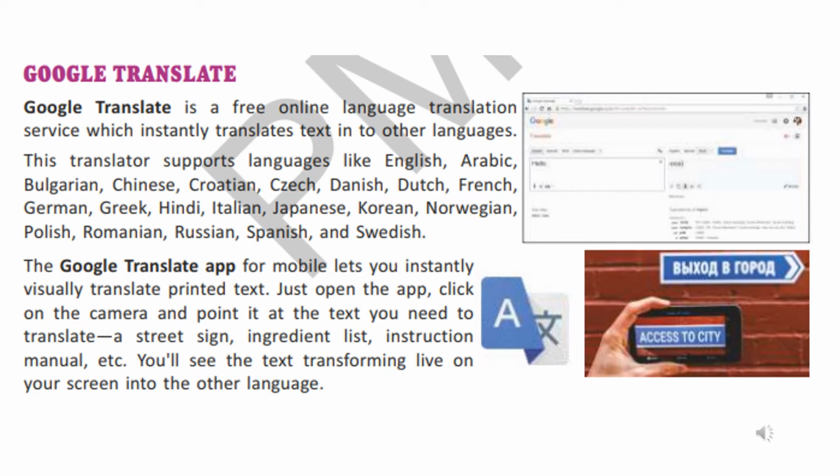Children, you can also download the Google Translate app on your mobile phones, and it will visually translate printed text with the help of your camera. You can point the camera at any text, like a street sign or an instruction manual, etc., and it will convert that language into another language which you can understand.